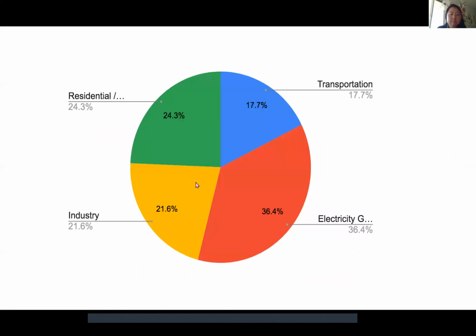Something to keep in mind is that this graph kind of shows the different ways in which we as the US use energy.